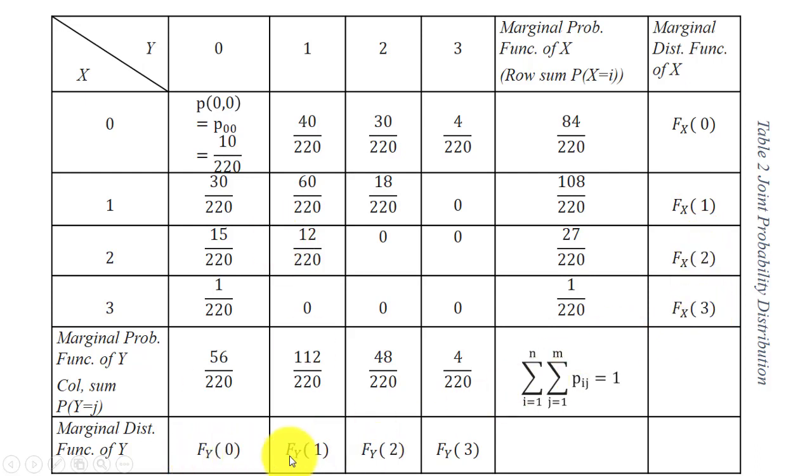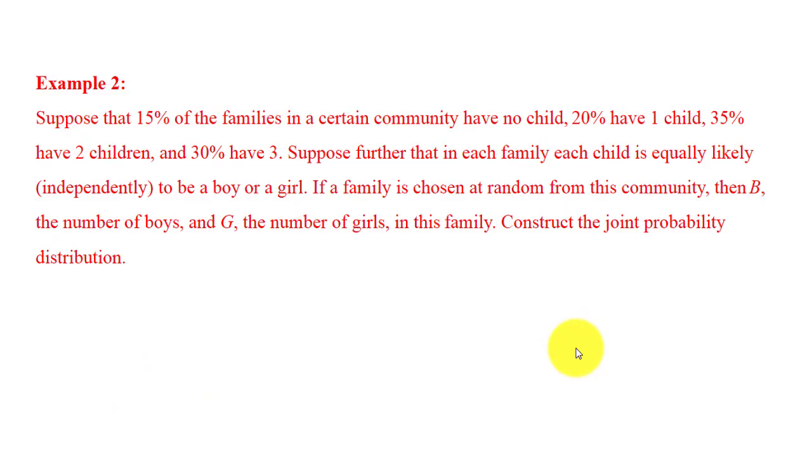Similarly, the last row denotes the marginal distribution function of y with y equal to 0, y equal to 1, y equal to 2, y equal to 3. So when y equal to 0 here, x is changing from 0 to 3. That's a summation of all the probabilities where y equal to 0, y is fixed here, and the value of x is changing from 0 to 3, and so on. And if you observe, the sum of all these probabilities equals 1. Now consider the next example.